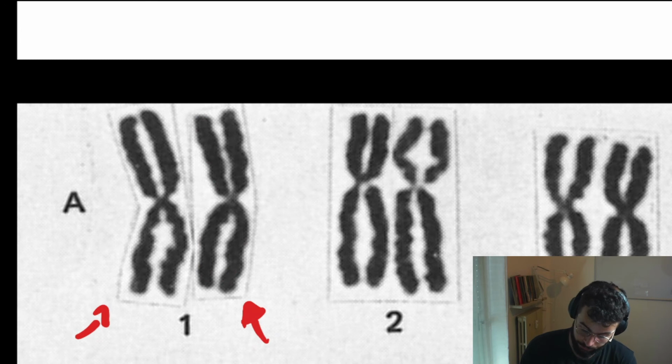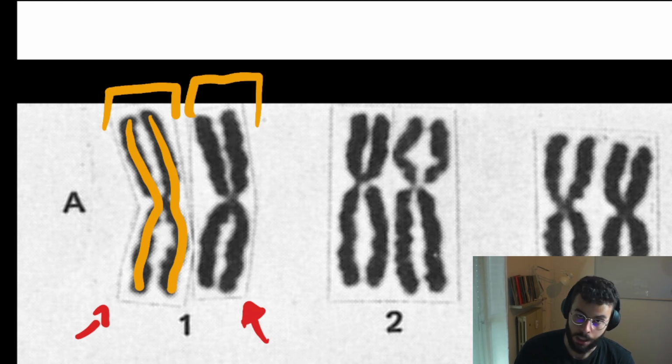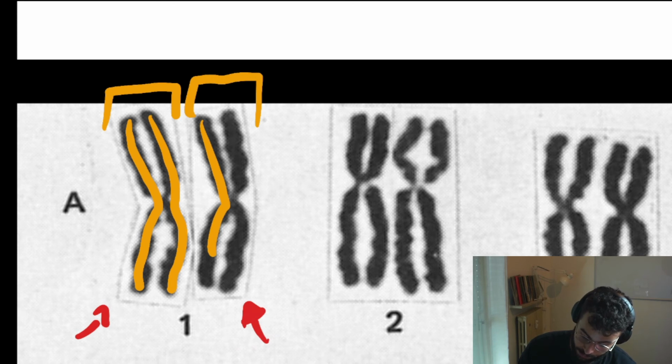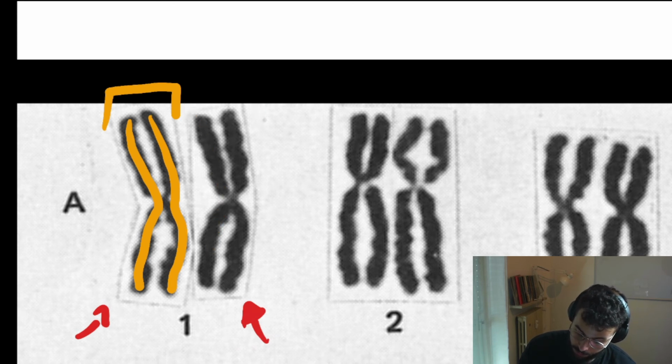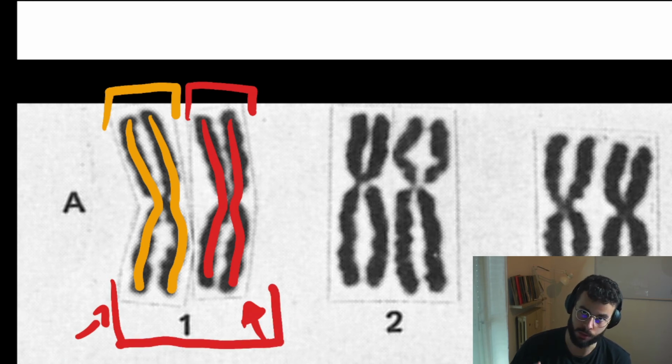So now we have 1 pair and 2 pair. This pair, each one is going to contain 2 DNA molecules. 2 for the mother and 2 for the father. Let's take another color to differentiate between the paternal and maternal DNA molecules. So now in total we have 4 DNA molecules for each area that is called a chromosome basically.